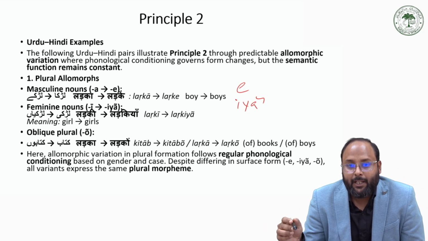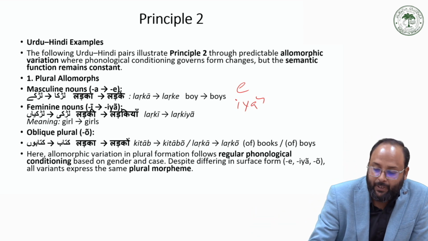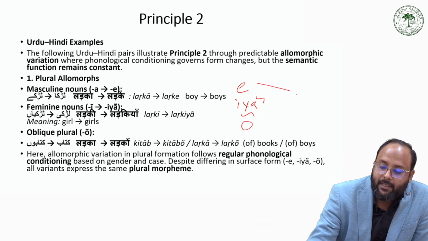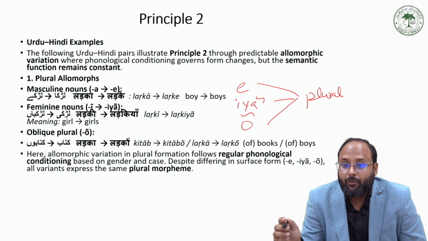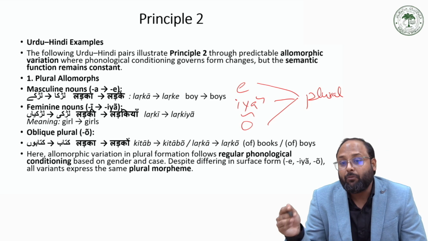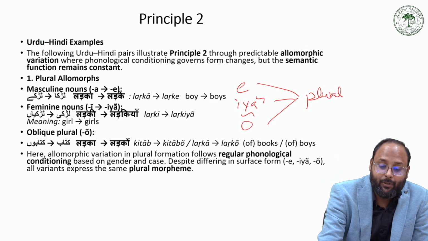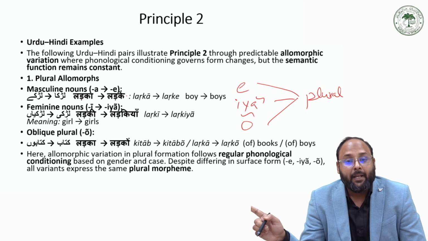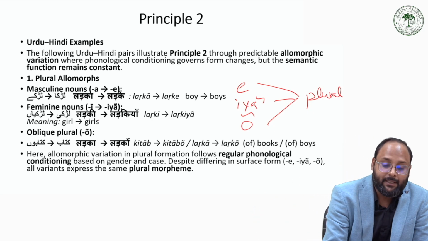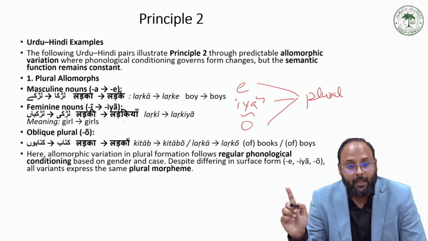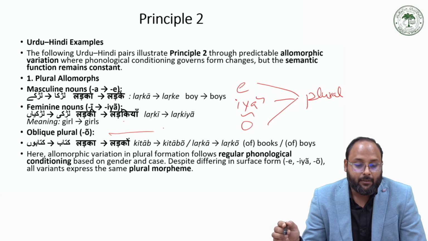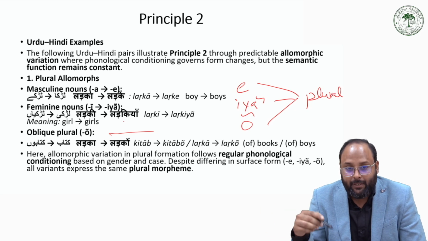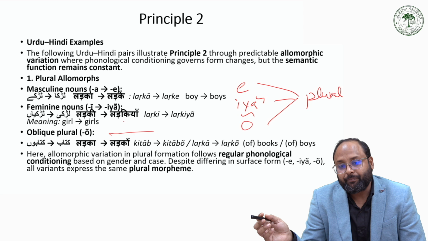So the plural ladke becomes ladkon ne or ladkon ke. So that is the o. So these three representations of the same plural morpheme in Urdu are due to their phonological condition. When the last sound is a, we have e as the plural marker. When the last sound is i, we have iyan as the plural marker. And when there is some postposition, that could be the grammatical condition, so the ladke changes into ladko.